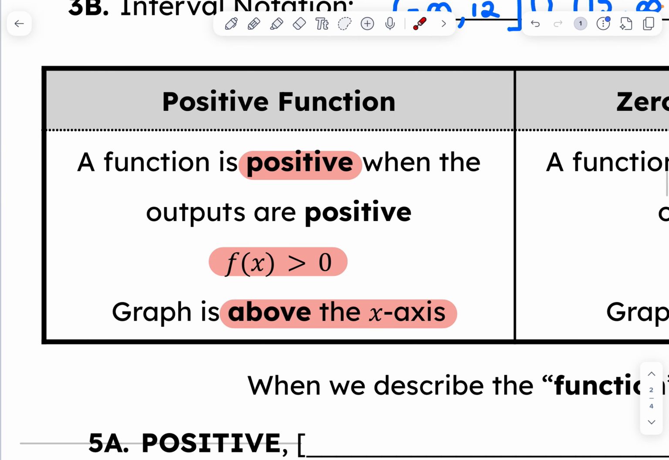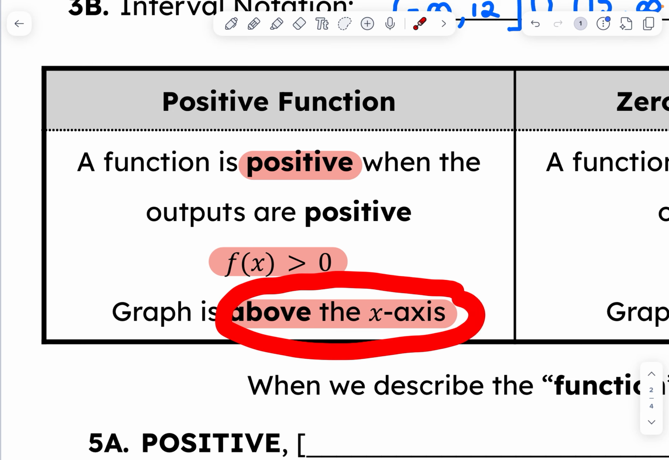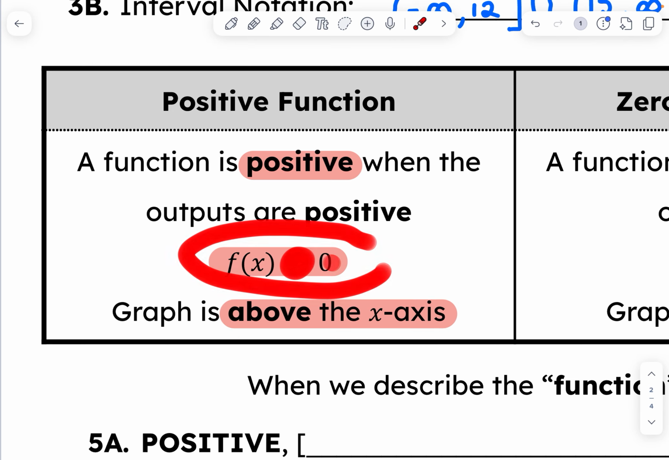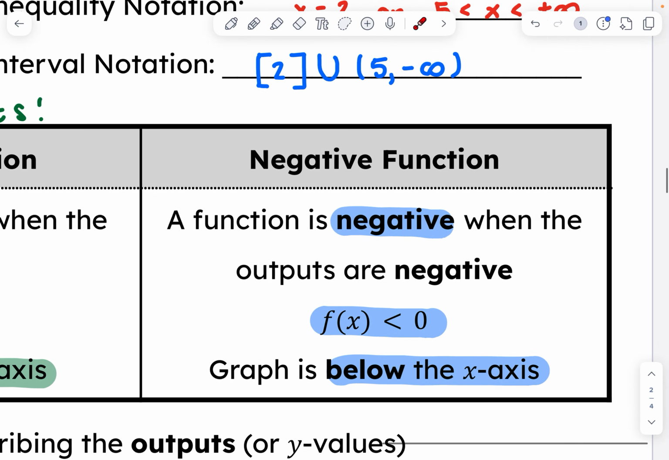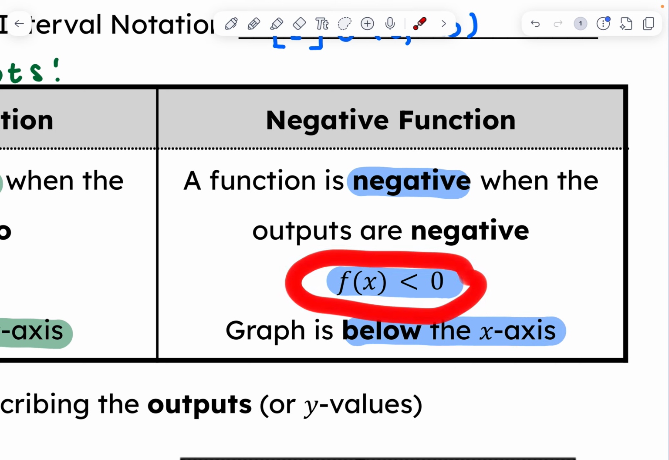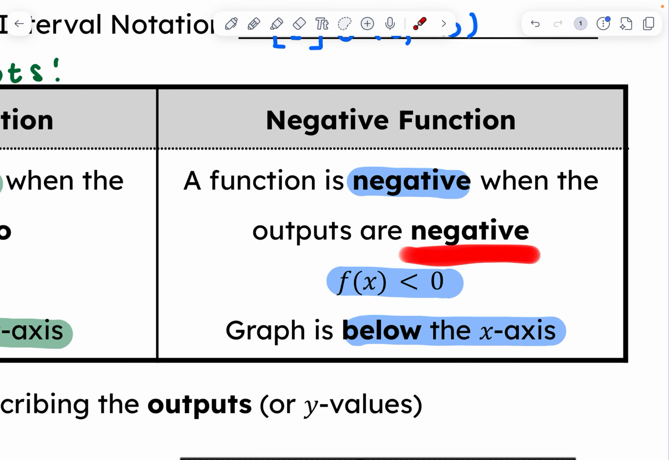So if a function is positive, that means the outputs or the y values are positive. Positive 1, 2, 3, 4, 5, and so on. Meaning that we are above the x-axis and all of our outputs are greater than 0. If a function is negative, it is the opposite. I am now below the x-axis, meaning my outputs are less than 0, or in other words, they are all of our negative numbers, negative 1, negative 2, negative 3, and so on and so forth.